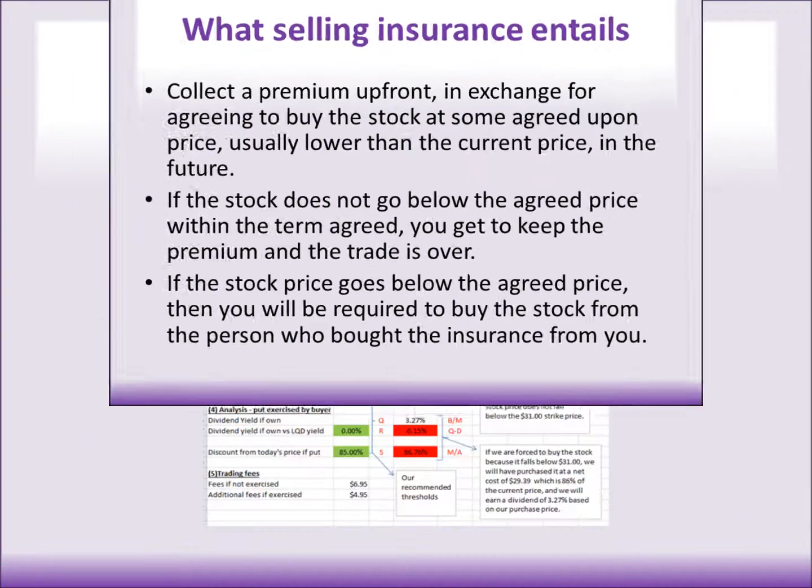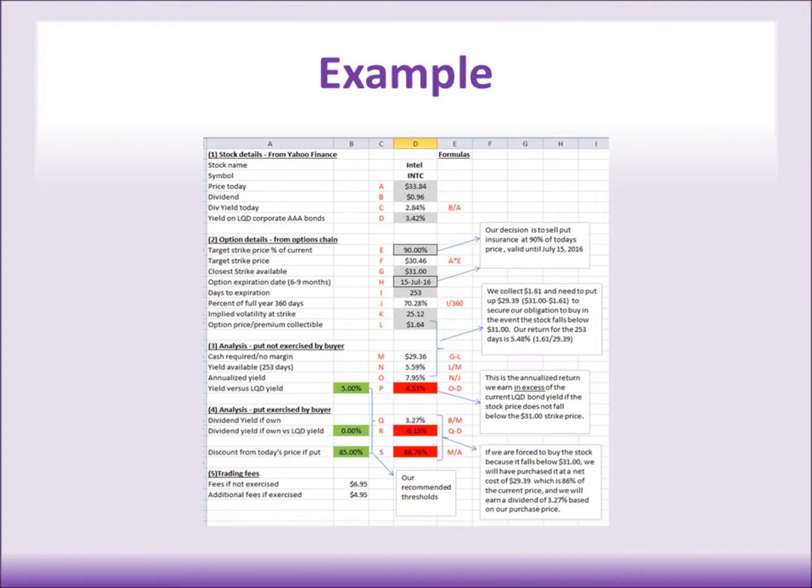And so this is an example that we show in our article for Intel, and this was done a while back. The stock was trading at $33.84 and paid a 96-cent dividend, so the dividend yield was 2.84%. The yield on investment grade bonds at the time was 3.42%, and so we looked at the opportunity to sell put option premium at a price 10% below the current price, what is referred to as the strike price, which would be $30.46 or $31, which was the closest available strike price.